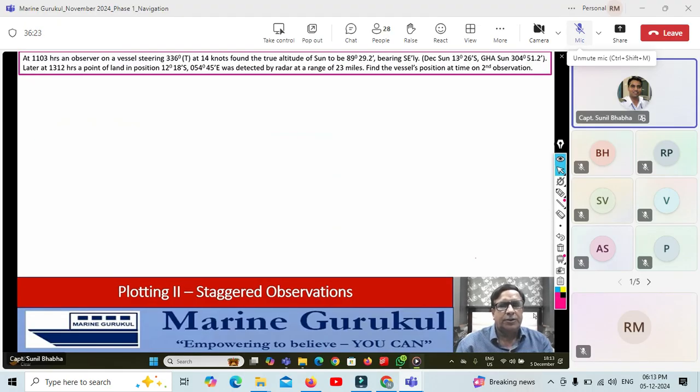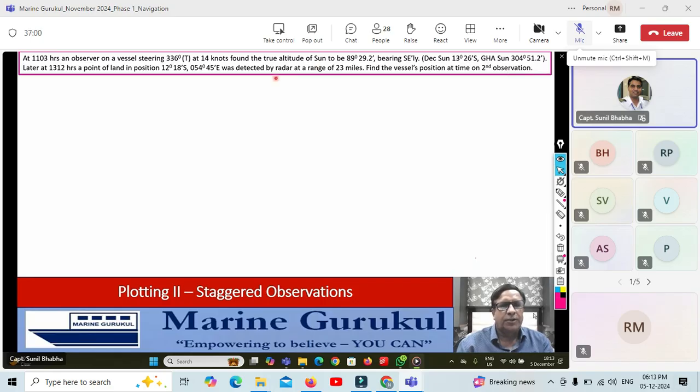Now we have a question which involves transfer of position circle. At 11:03 hours, an observer on a vessel steering 336 degrees true at 14 knots found the sun altitude to be 89 degrees 29.2 minutes, bearing southeasterly. Declination of the sun is given, GHA of the sun is given. Later, at 13:12 hours, a point of land whose position is given in the question was detected by radar at a range of 23 miles. Find the vessel's position at the time of second observation.